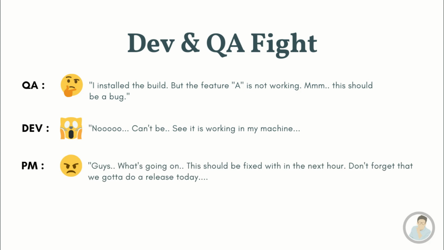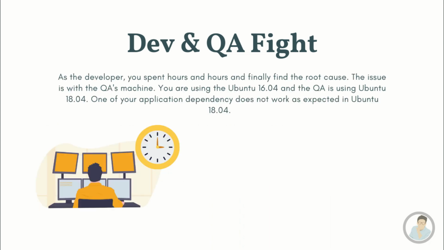Okay, the hard guy comes, project manager. Guys, what's going on? Fix this and come back to me within the next hour. You are screwed. You spent a lot of time and finally find the root cause. Issue is with the QA's machine. She has Ubuntu 18.04 in her machine, while you have Ubuntu 16.04 in your machine. So one of your application dependencies does not function as expected in Ubuntu 18.04. So that causes the error.